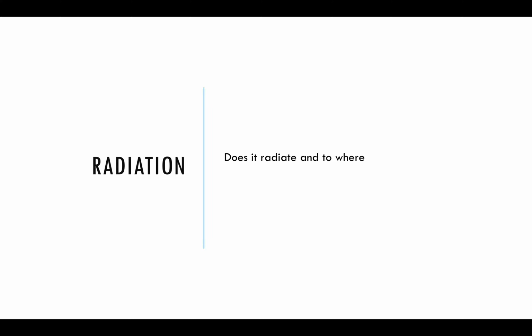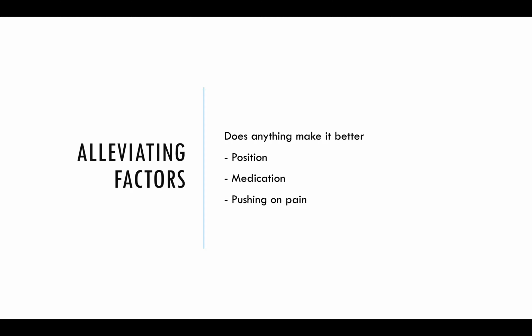Does it radiate into their back? Is it a band-like pain all the way around the side? Sometimes you will hear it's an upper quadrant pain and it radiates to the back. Sometimes it will go straight through to the back, and sometimes it's sort of around the side of the rib cage and into the back. So just clarifying those sorts of things.